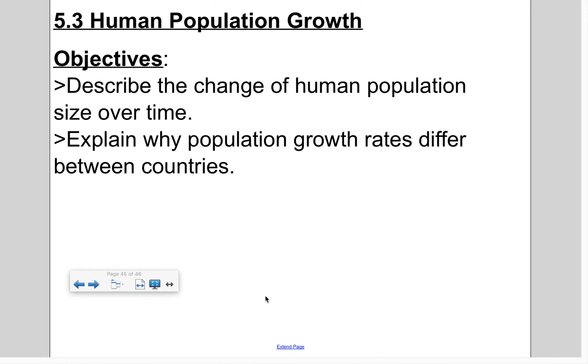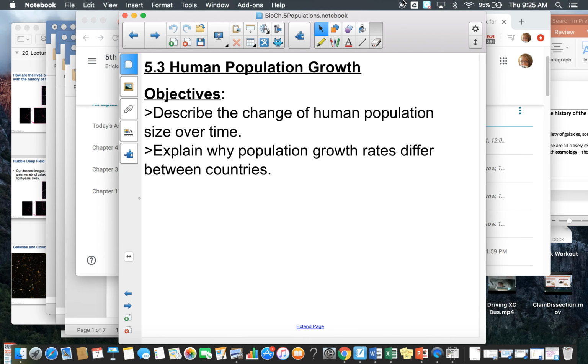So that does it for 5.3, human population growth. We talked about how our human population is increasing exponentially due to improved conditions, and then looked at population growth rates between different countries. So that does it for chapter 5.